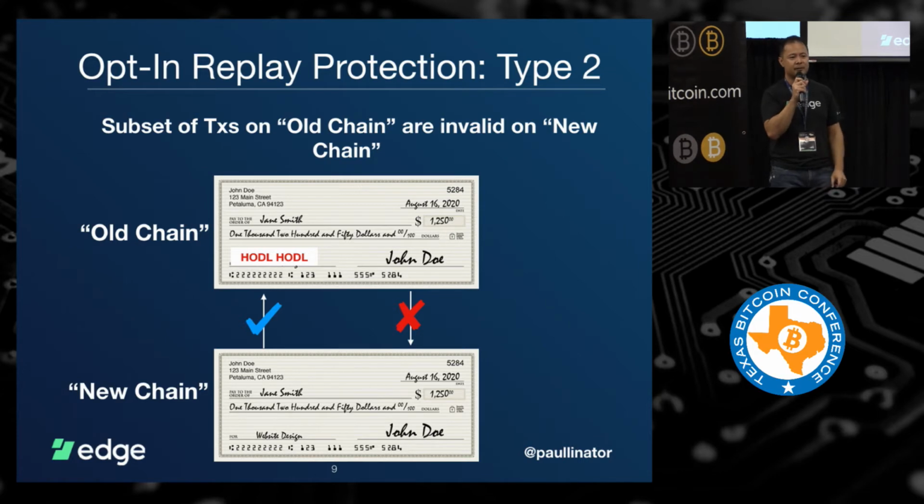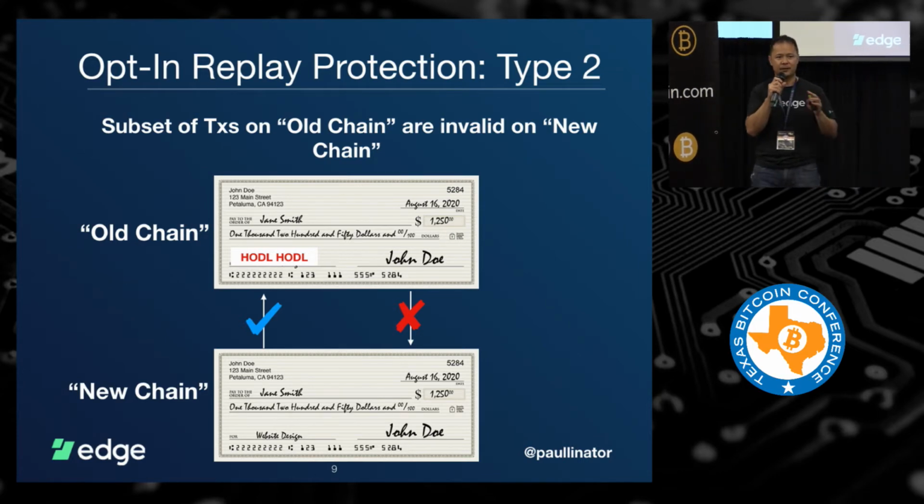So it's another type of opt-in. And really the difference between these opt-ins is who accepts the transaction, who considers it valid, and who considers it invalid. Is it the old or is it the new?